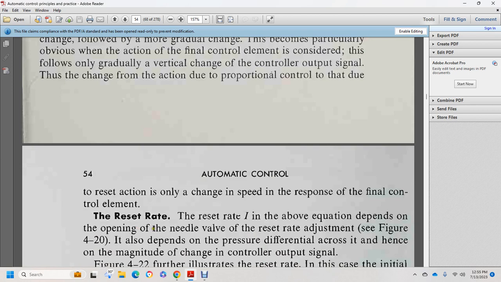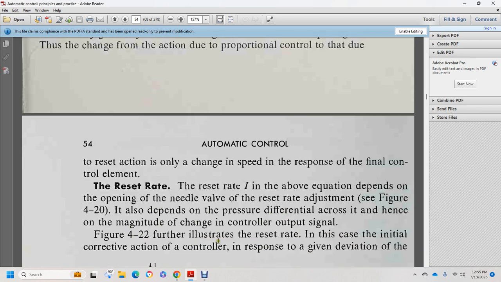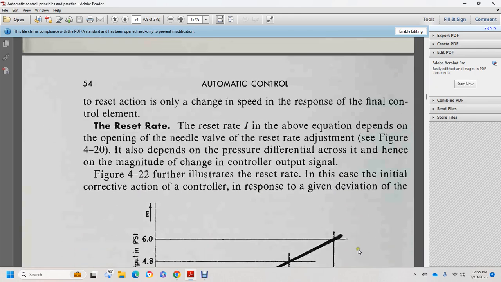in the above equation depends on the opening of the needle valve with the reset rate adjustment, figure 4.20. It depends on the pressure differential and hence the magnitude of change in the control output signal. Figure 4.22 illustrates the reset rate K for the initial corrective action, the control response to the deviation.